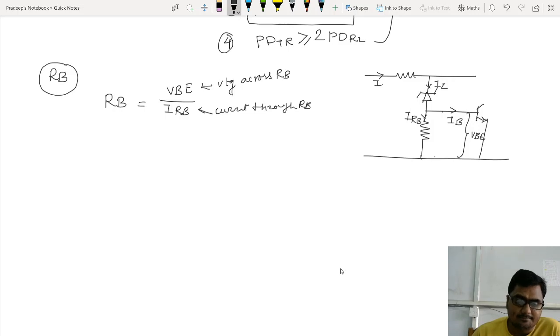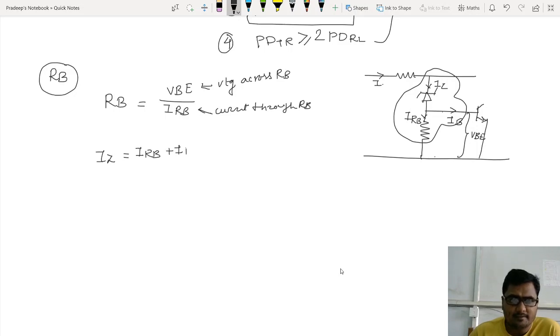Now what about IRB? IRB is nothing but, look at this scenario, the currents. We know that the current IZ is equal to the summation of IRB and IB, because of basic KCL. If I consider this node, then the currents coming into the node are equal to the currents going out of the node. So that's why IZ is equal to IRB plus IB. So from this, IRB will be IZ minus IB.